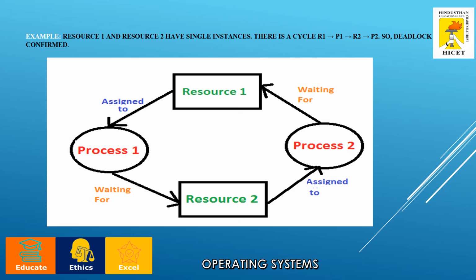We can go with this example for deadlock detection. In the given example, there are two processes, process 1 and process 2. Also, there are two resources, resource 1 and resource 2. Resource 1 is assigned to process 1. Resource 2 is assigned to process 2. When process 1 is in need of resource 2, process 1 has to wait to access resource 2 because resource 2 is already assigned to process 2. By means of this chain, we can find out the deadlock detection.